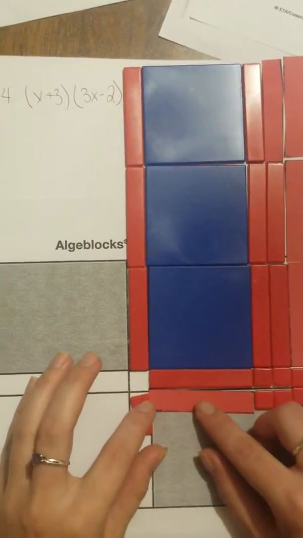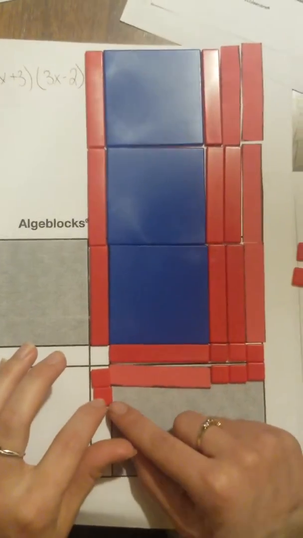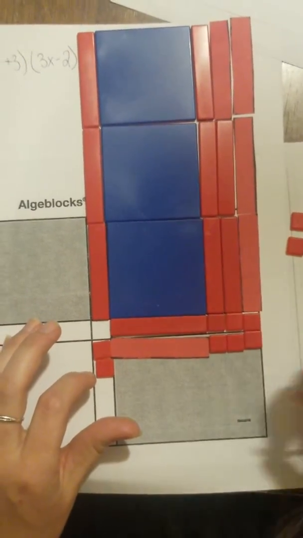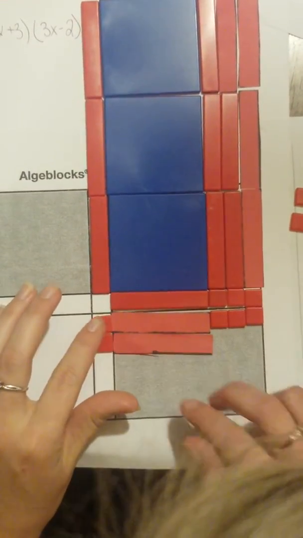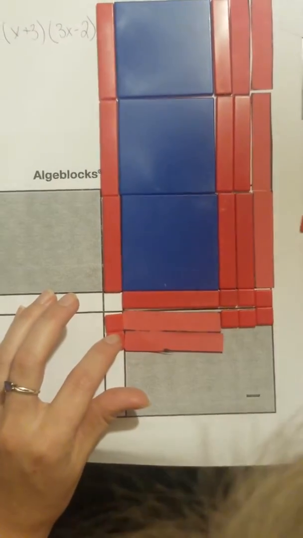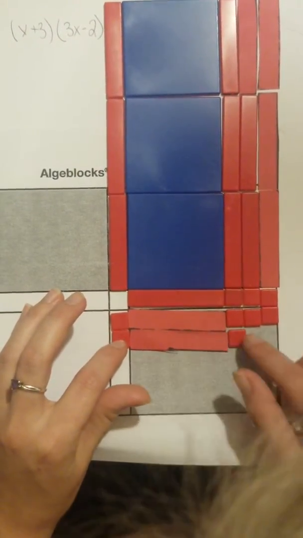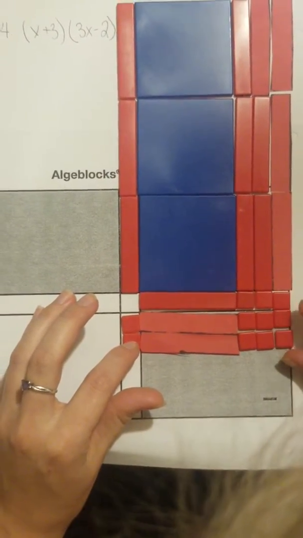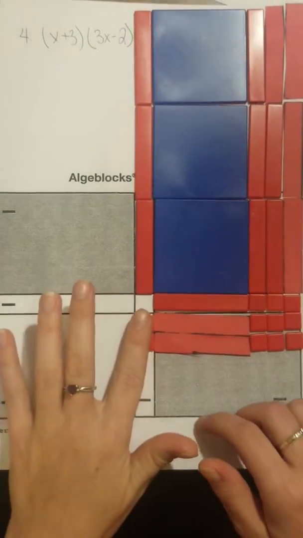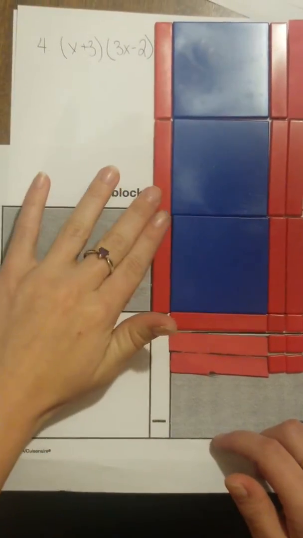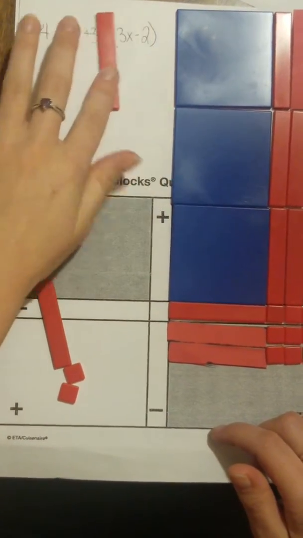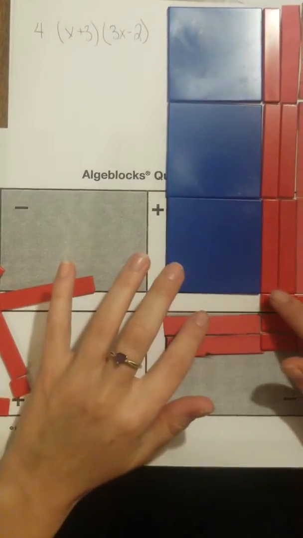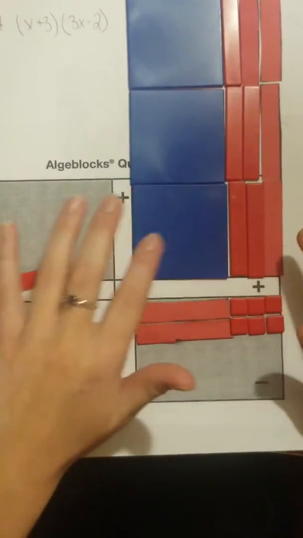Okay? And then we had the same problem here. We had this one times that. Well, that's going to be an x again. And then 1 times 1 is 1. 1 times 1 is 1. And then 1 times 1 is 1. Now, we take these away. And this is what we're left with.